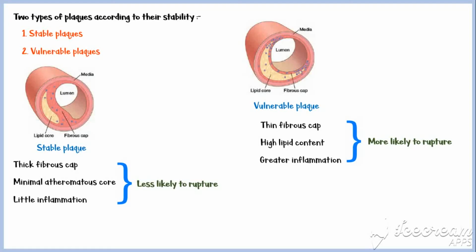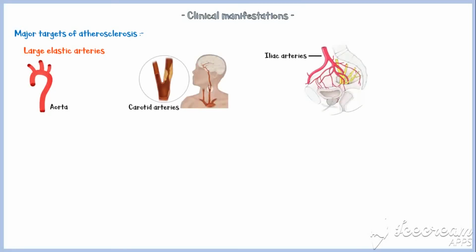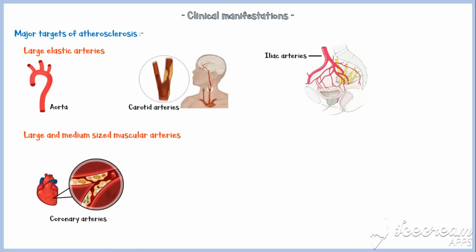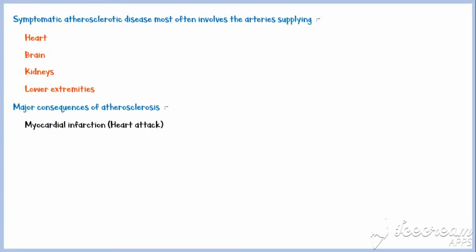Finally, let's discuss the clinical manifestations of atherosclerotic disease. The major targets of atherosclerosis are large elastic arteries, including the aorta, carotid arteries, and iliac arteries, and large and medium-sized muscular arteries, including coronary arteries and popliteal artery. Symptomatic atherosclerotic disease most often involves the arteries supplying the heart, brain, kidneys, and lower extremities. Major consequences of atherosclerosis are myocardial infarction, stroke, aortic aneurysms, and peripheral vascular disease.